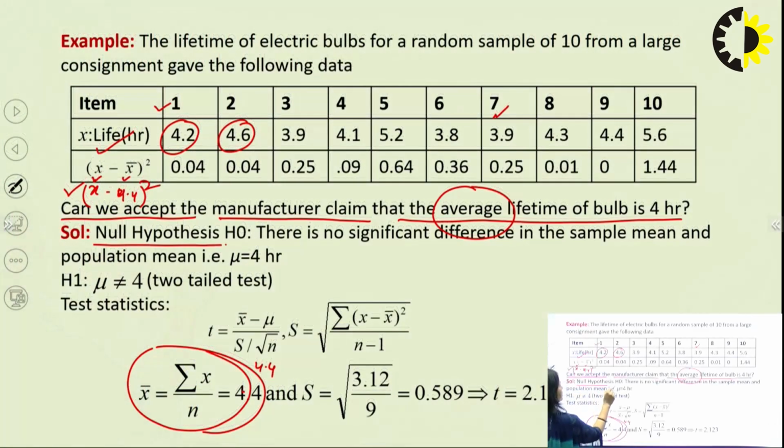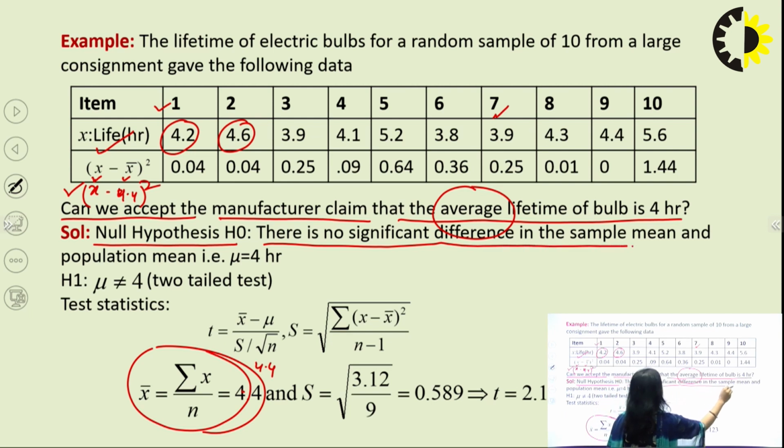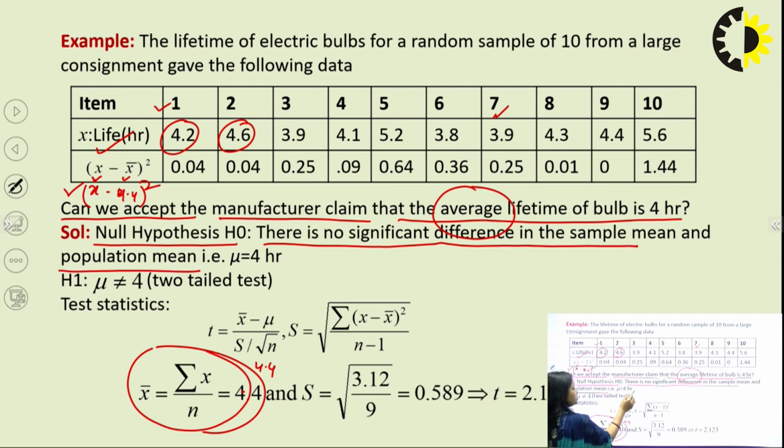Now first of all we will define a null hypothesis. And what is the null hypothesis? We will take that there is no significant difference between the sample mean and the population mean. Means if we test a sample, then the lifetime of the bulb will come out as 4 hours. So here we assume that the claimed value is true. Mu will be 4 hours. Next is the alternative hypothesis. The alternative hypothesis is just the opposite of this, so we write that mu will not be equal to 4. And we call it a two-tailed test.